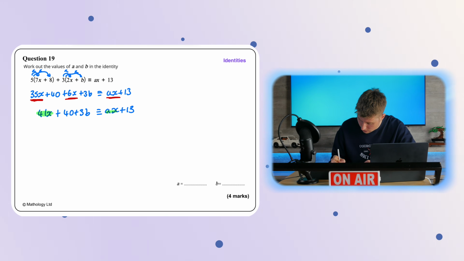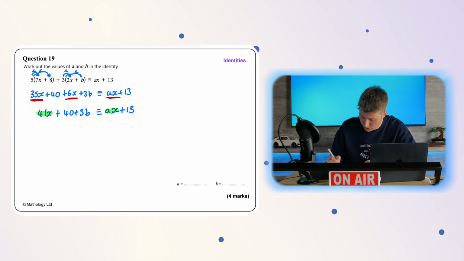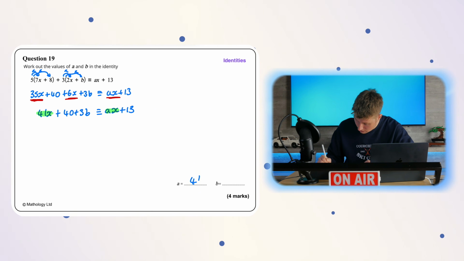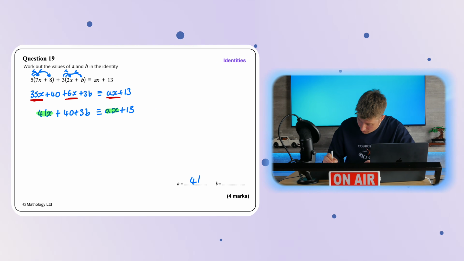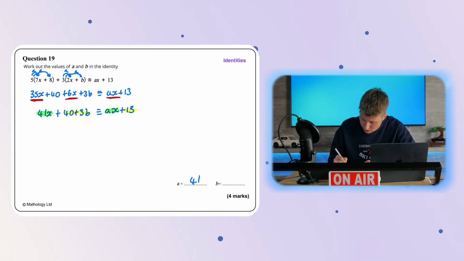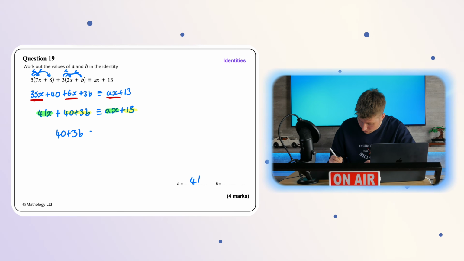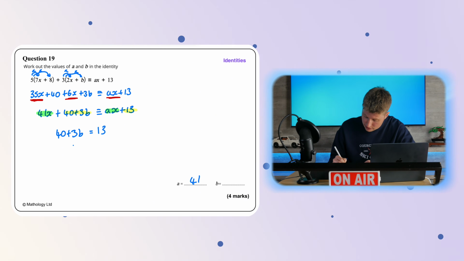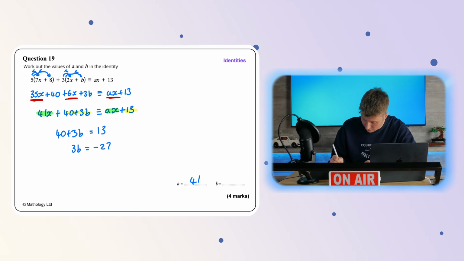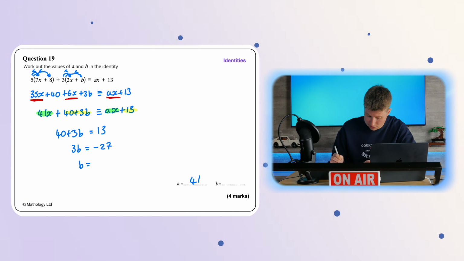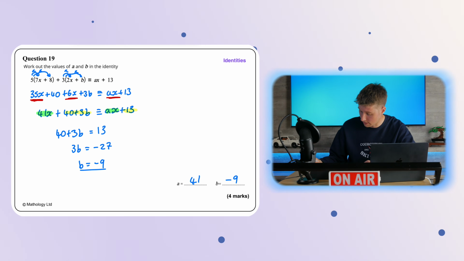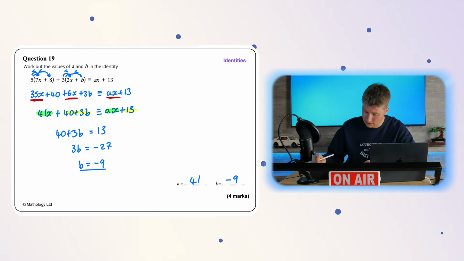So this section correlates to this section, so we can compare coefficients. So a is equal to 41, and the other part, 40 plus 3b, correlates to 13. So 40 plus 3b is equal to 13, so we can solve for b. If we subtract 40 from both sides of the equation, we get minus 27. Then if we divide both sides by 3, b is equal to minus 9. So the answer for b is minus 9. Those are the two values for question 19.